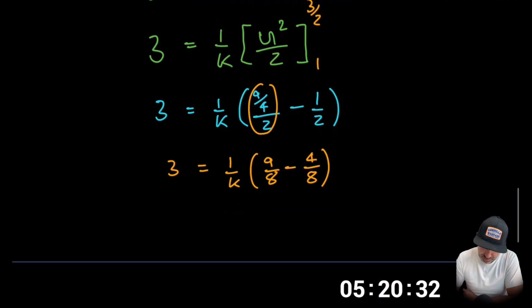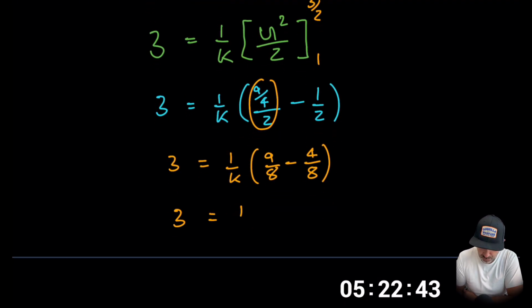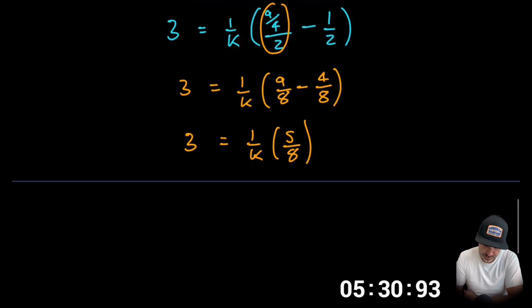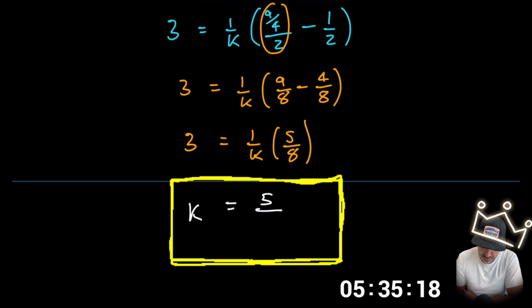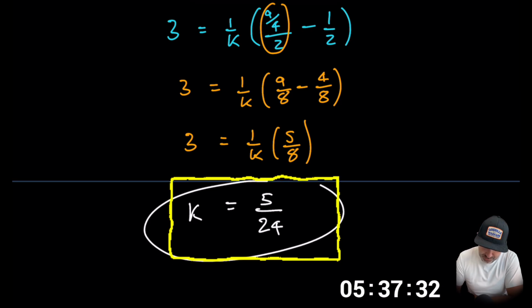And we're getting close to the end here. So 3 equals 1 over k. This is 5 over 8. Let's times both sides by k. So we'll put the k on the left-hand side and bring the 3 down. So it'll be 5 over 24. And that is the answer.